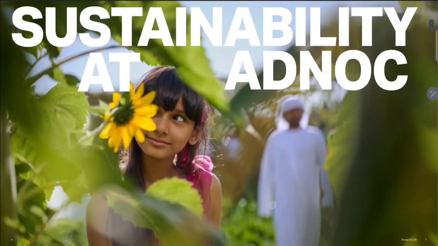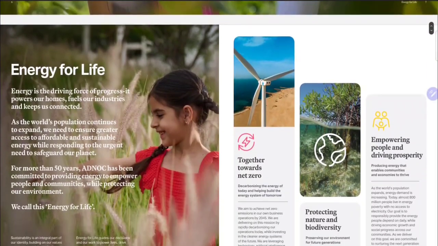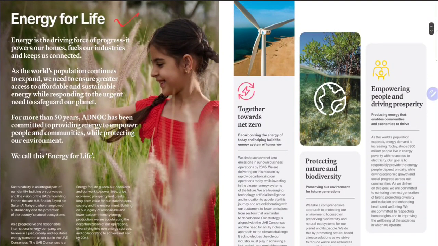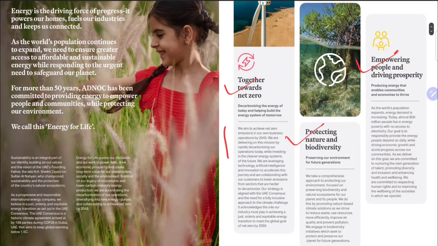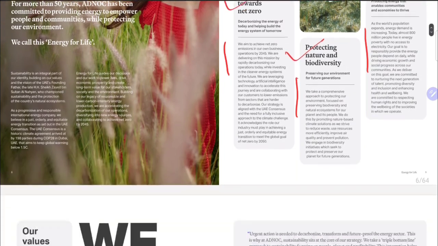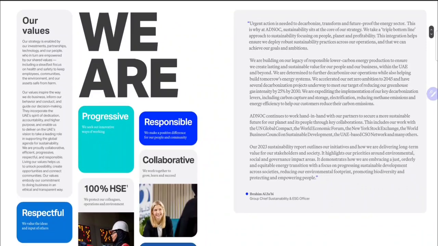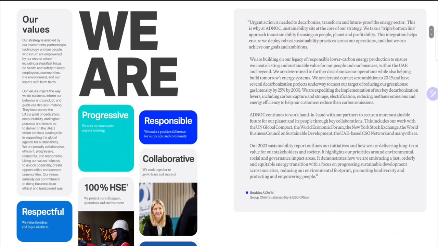So what they say in the section on sustainability at ADNOC, let us understand. The company is focusing on energy for life, towards net zero. What are the commitments and efforts? Protecting nature and biodiversity, empowering people and driving prosperity. What efforts are there has been highlighted in these sections of this page. Okay, so summarized actions have been given. Then corporate strategic statements are there. Our values: respectful, progressive, responsible, collaborative, 100% HSE. So those statements are there.